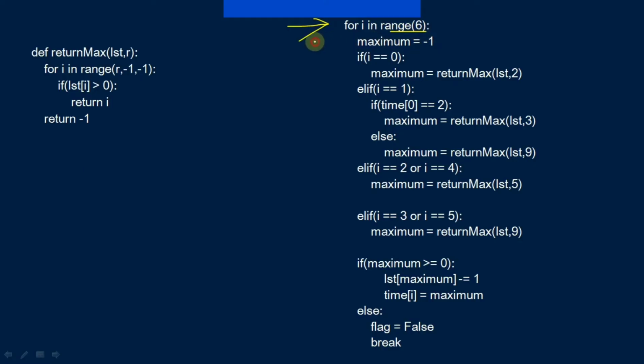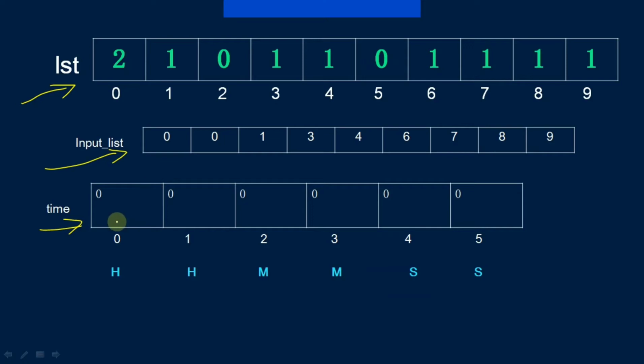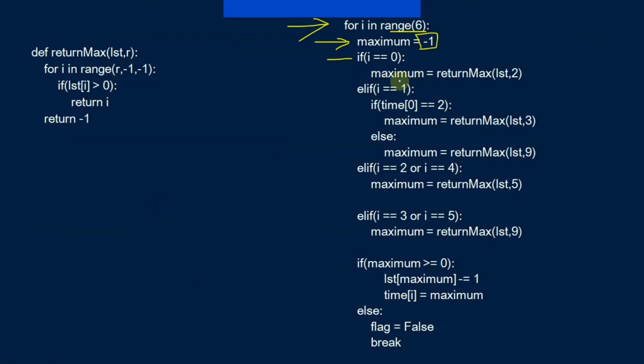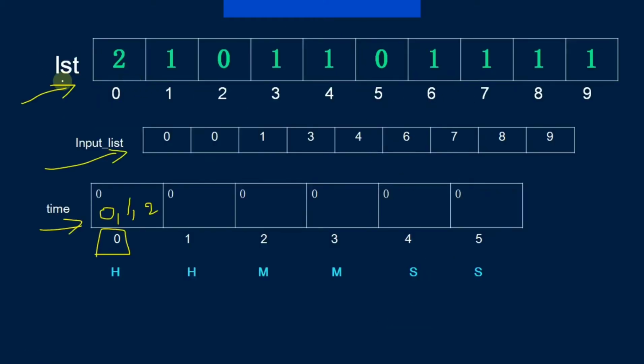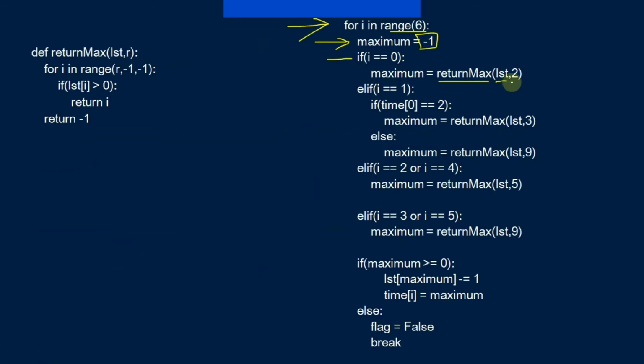In the first line we are taking maximum, and we are storing maximum as -1. If I double equal to 0, I have told you that for this cell, we can store either 0, 1 or 2. That is why we are taking this condition, and maximum equal to return max, and we are passing LST, that is our count of digits, and then we are passing 2, that is we can store either 1, 0 or 2. Okay, so let's discuss this function.